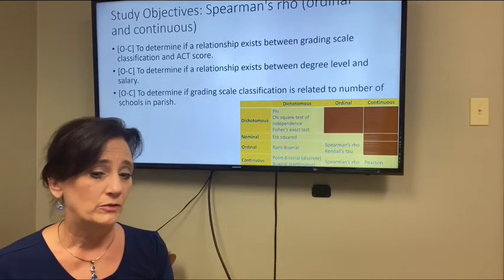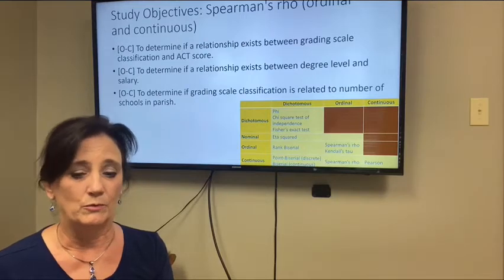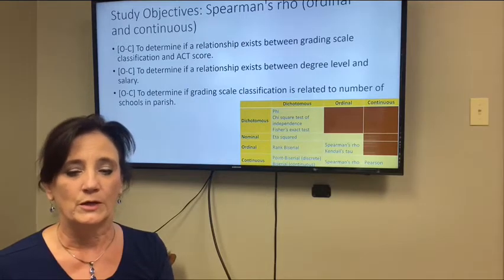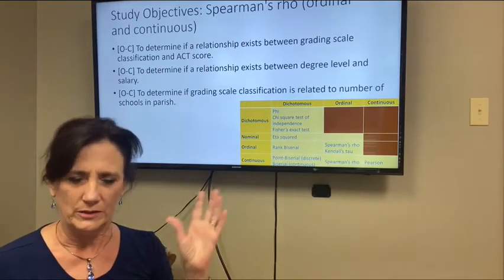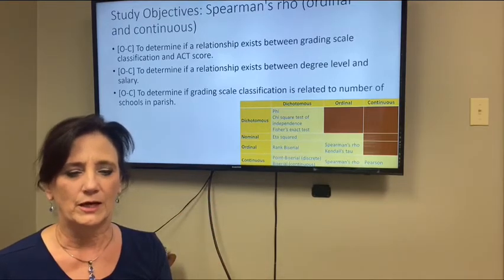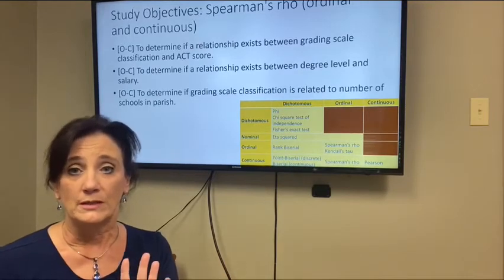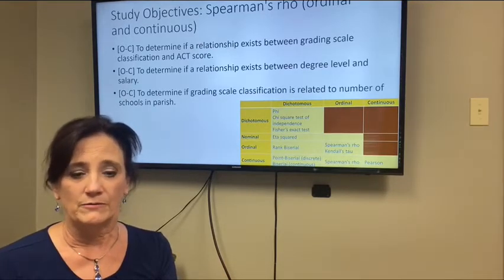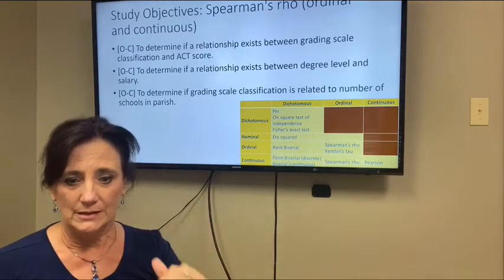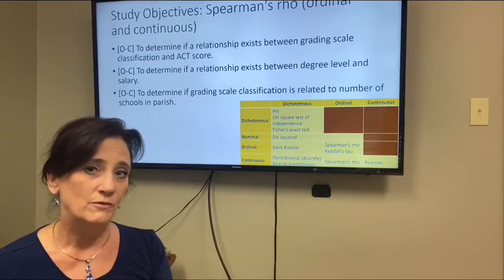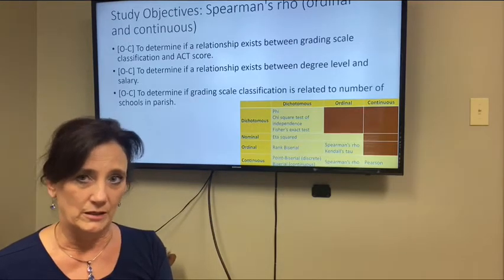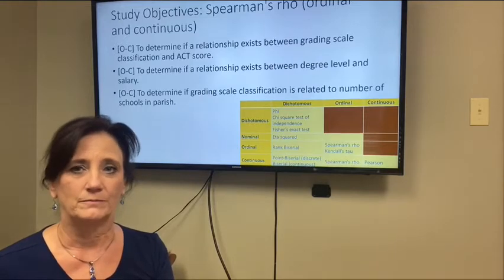Okay, now let's look at Spearman's rho. And we're going to use Spearman's rho for ordinal and continuous. So that's what the O and the C mean, right? We've got 3 examples here. What I want you to do is stop the video and identify in each one of these examples which variable is the ordinal variable. So stop the video now.